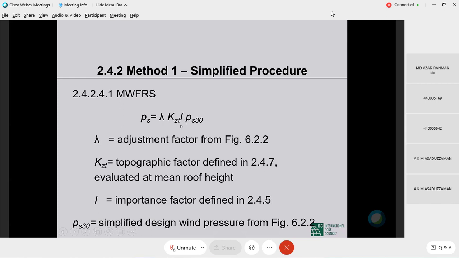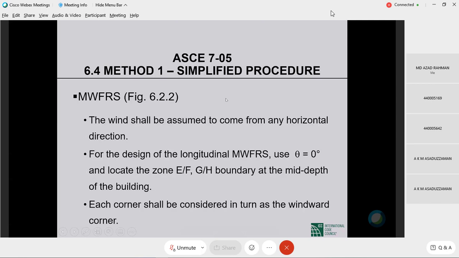This is an importance factor that you are familiar with. K sub ZT you are familiar with. This is the topographic effect factor. The P sub S30 is at 30 feet above ground of exposure, I believe, A. If you have a different exposure or a different height, then lambda is a conversion factor, adjustment factor. So P sub S30 is given directly in tables. That's what makes it a simple method, simplified design method.